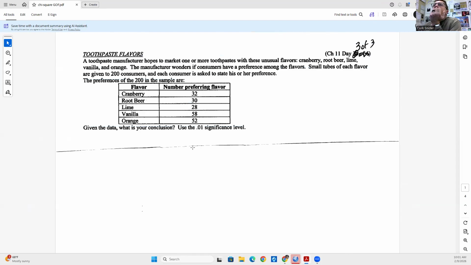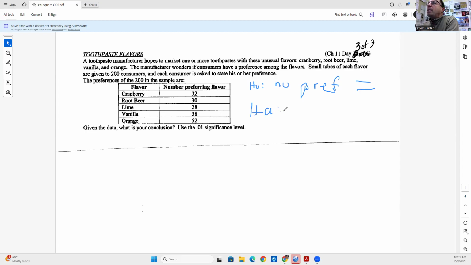Okay. So this one is another uniform one. A toothpaste manufacturer wants to know if there's a preference. No problem. Okay. So HO is going to be that there is no preference. No preference means they're all chosen equally.